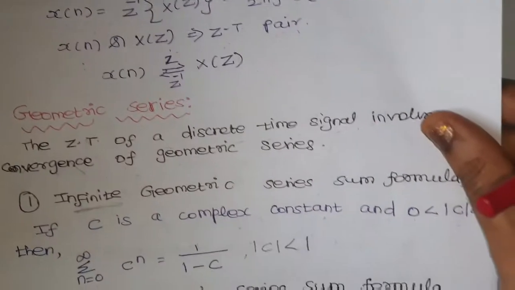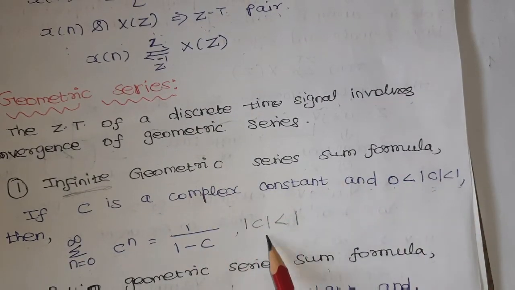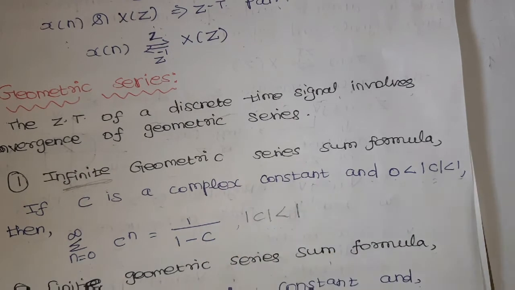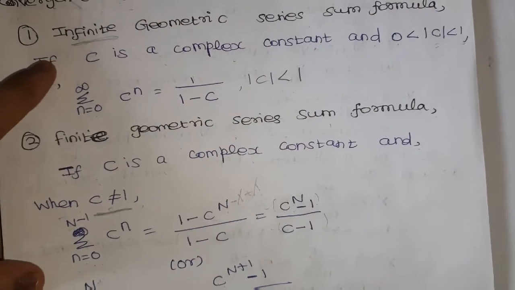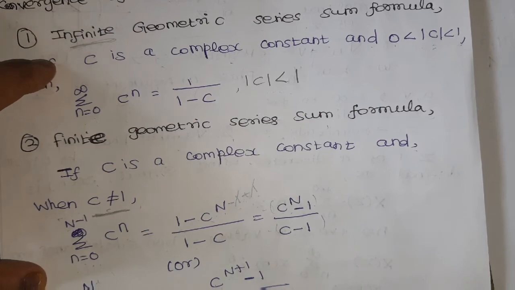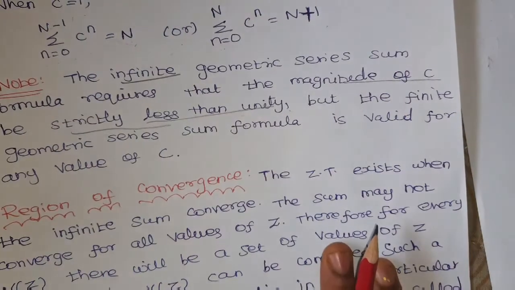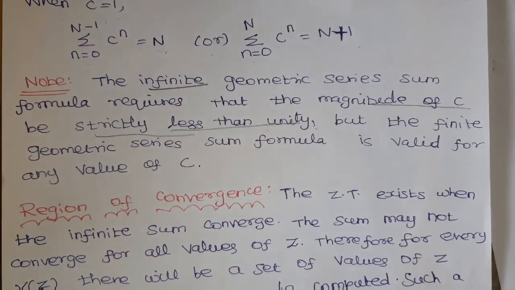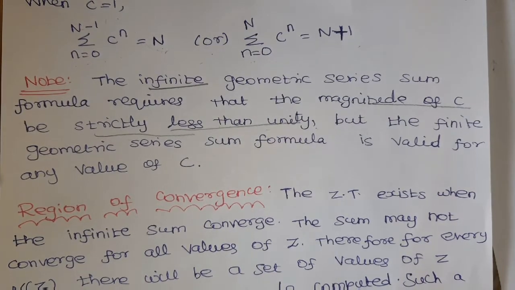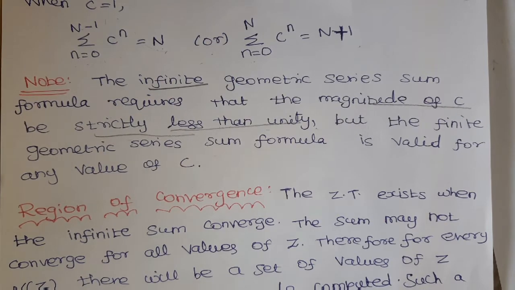See here, for the infinite geometric series formula, the magnitude of C should be less than 1. For the finite geometric series formula, the C value can be anything. It is valid for any values of C. This is the formula, and it is most important when we are solving problems for Z transforms. Next we will see the important concept in Z transform, ROC.